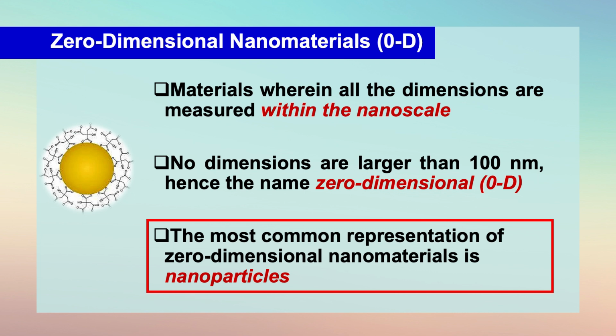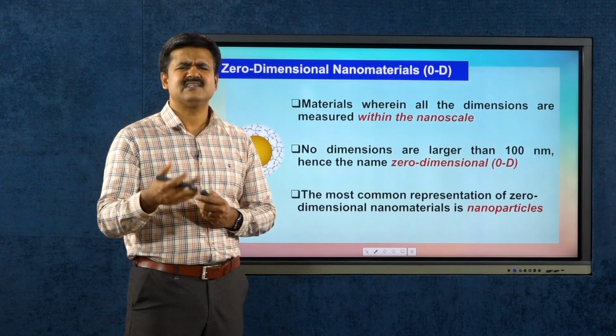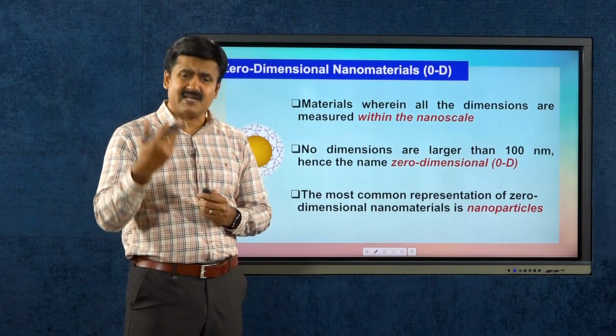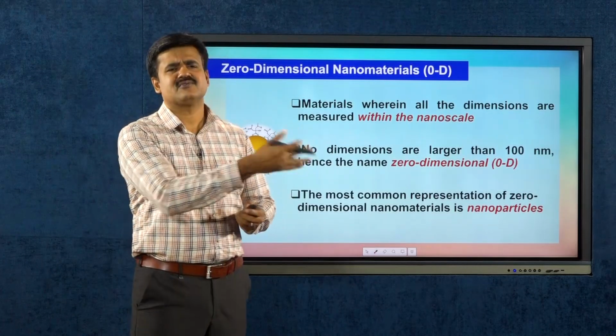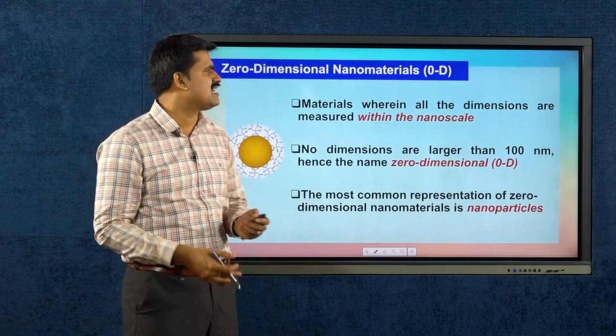The most common examples of zero-dimensional nanomaterials are nanoparticles. Metal nanoparticles like gold, silver, platinum, etc. Quantum dots, etc. are nice examples. We can enter into further details of zero-dimensional materials in coming slides.